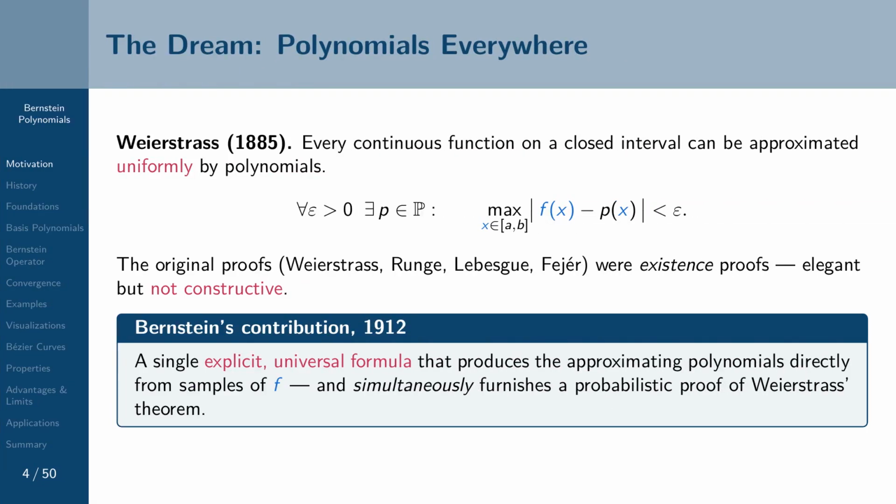The foundational result is the Weierstrass approximation theorem of 1885. Every continuous function on a closed interval can be approximated uniformly by polynomials. That means the maximum error over the whole interval can be made as small as we like. But there is a catch. The classical proofs are pure existence arguments. They guarantee that a good polynomial exists, yet they never tell you how to write it down. Bernstein's contribution in 1912 was to give an explicit, universal formula and, as a bonus, a probabilistic proof.